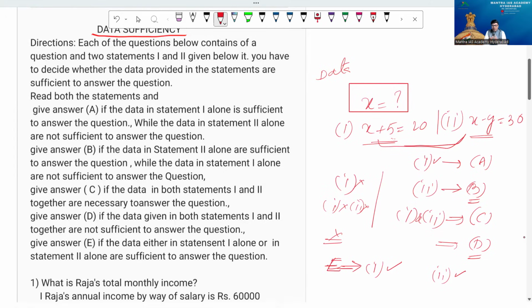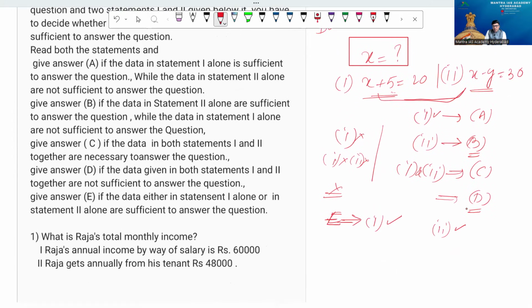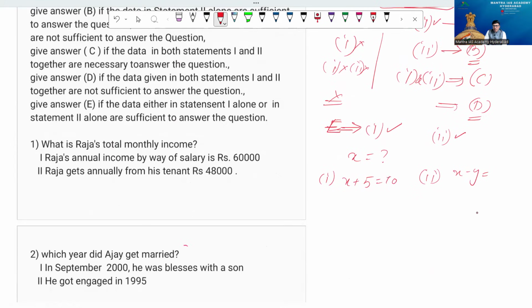Now I can take 5 examples here, then immediately I'll go to our questions. I'll take the first example. The question is, what's the value of x? The first statement is x plus 5 is equal to 20. And the second is x minus y is equal to 30. The question is this, and the approach is important.